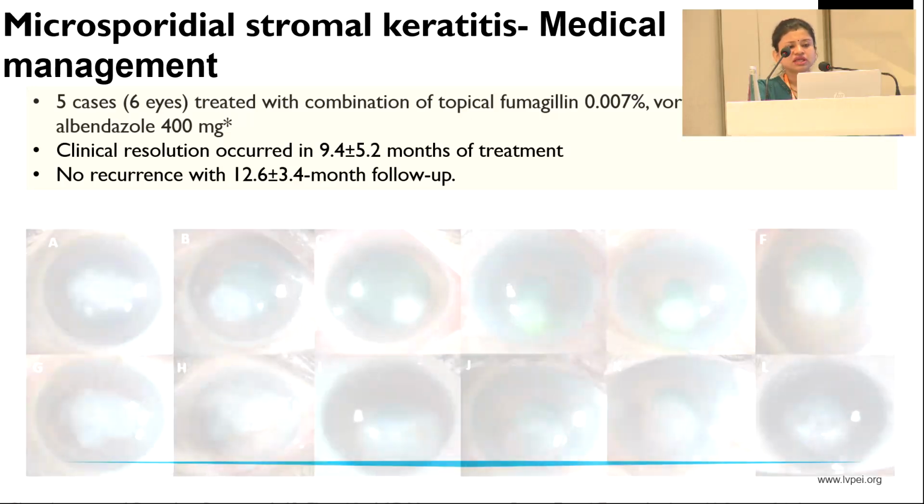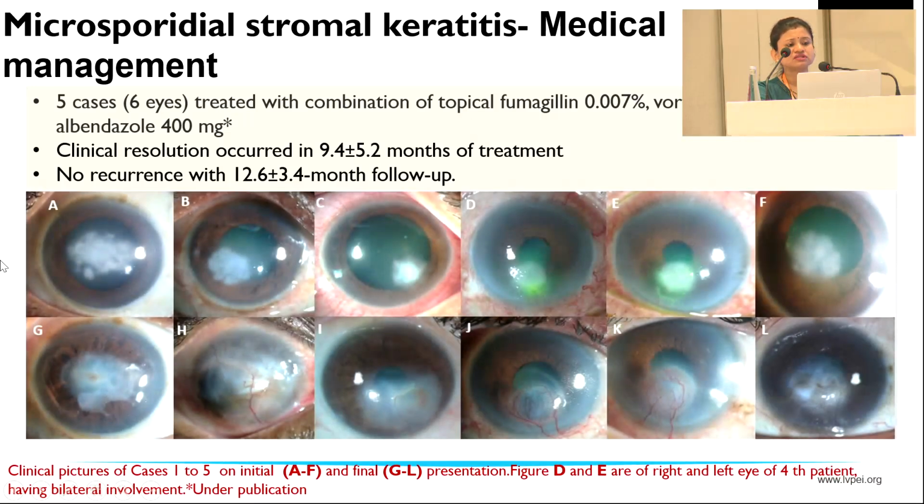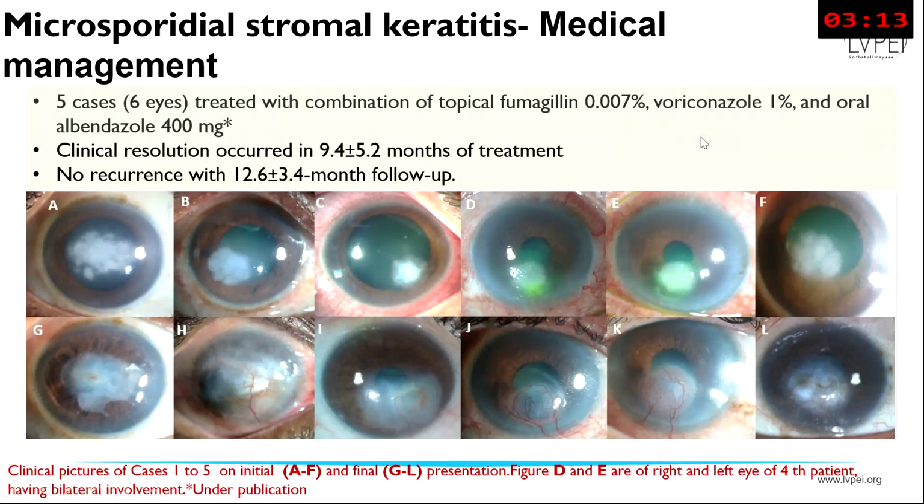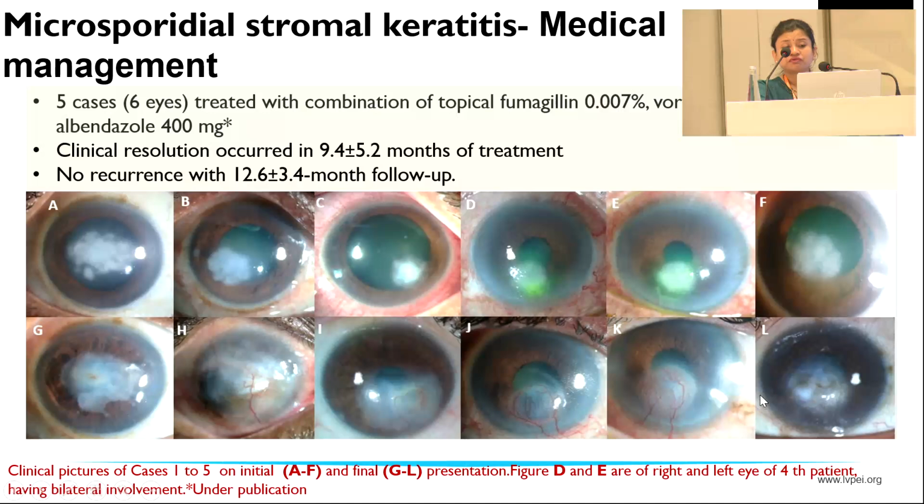So this is a case series of 5. A to F is the initial presentation of the 5 patients whom we have treated with a novel therapy, that is topical fumigillin. The percentage is a little bit lower, 0.007%, along with voriconazole and oral albendazole, where we have achieved clinical response with a median of around 9 months of therapy and with no recurrence followed up to a year.